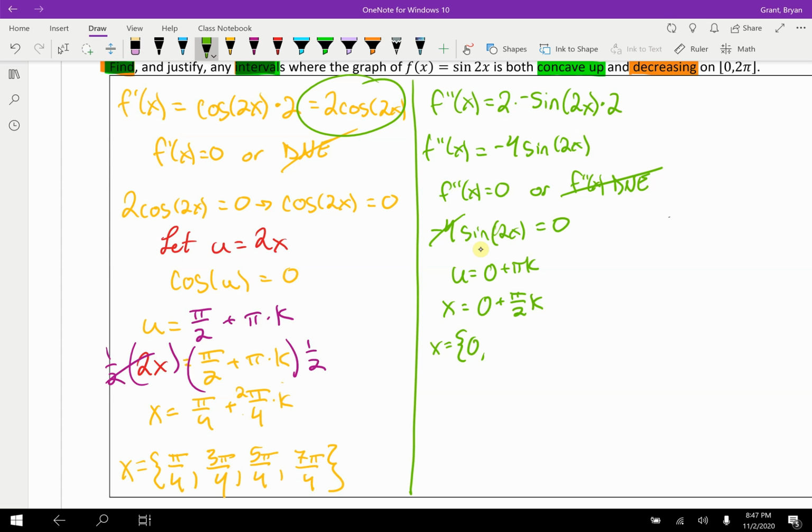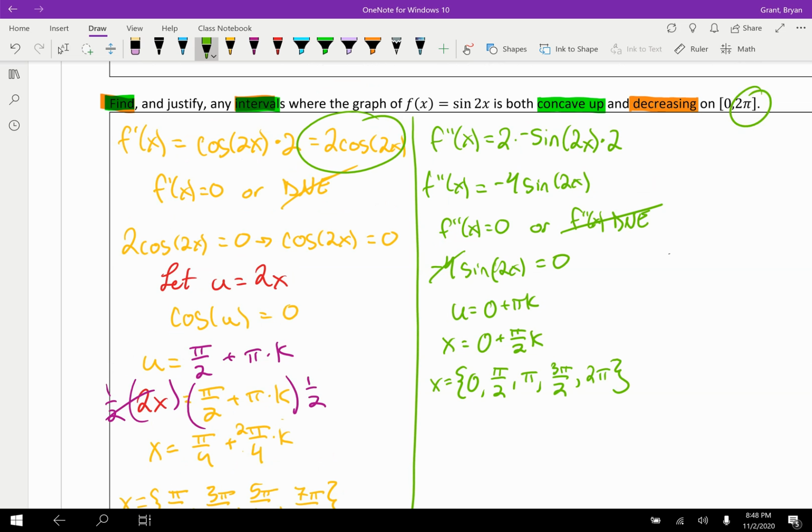And then when we start plugging in values for k, it gets a lot easier. We get 0, pi over 2, and then we get 2, which is 2 pi over 2, which is really just pi. And then we plug in one more, and this gives us 3 pi over 2. And then even one more, I think we get to 4 pi over 2, which is 2 pi, which we are going to include because we have this closed bracket here.